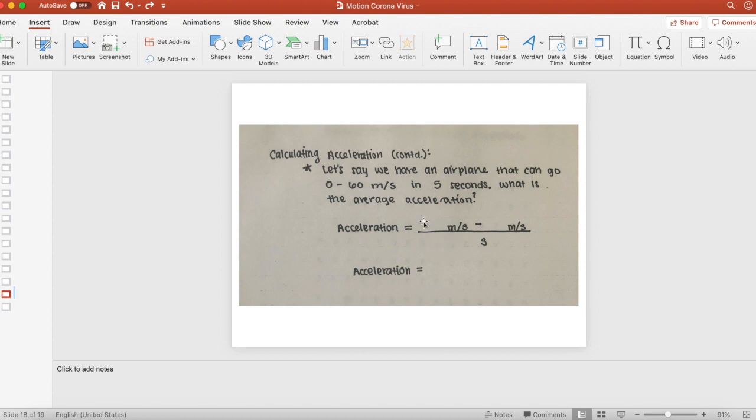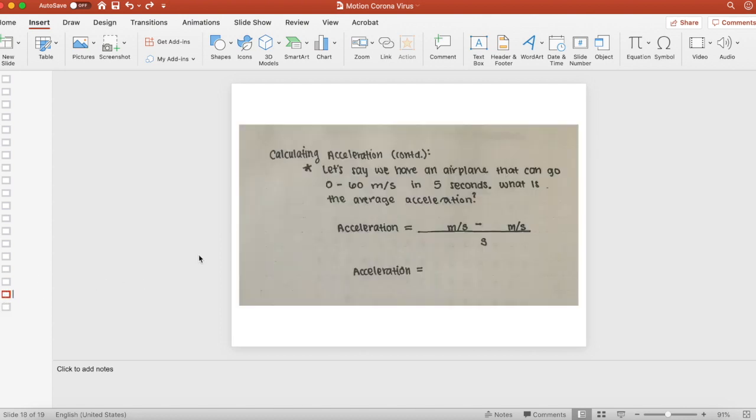60. Good. So 60 miles per second minus the initial speed, which was 0, over the length of time, which is 5 seconds. So the 5 should go down here. Then you're going to do your math, and you should get 12. 60 divided by 5 is 12. So your unit, or your answer, would be 12 meters per second squared.